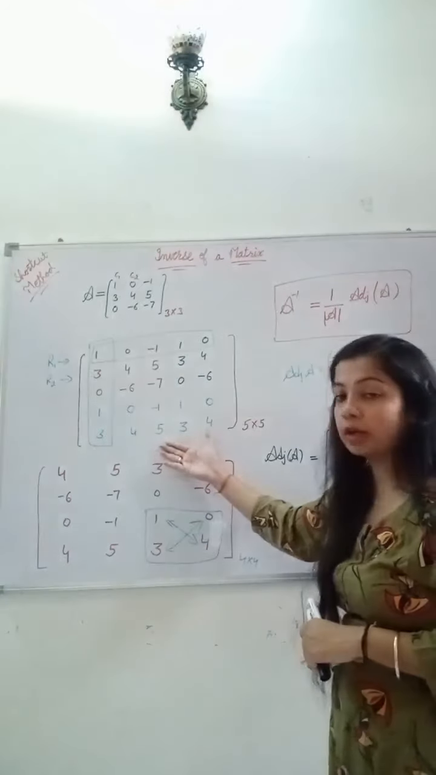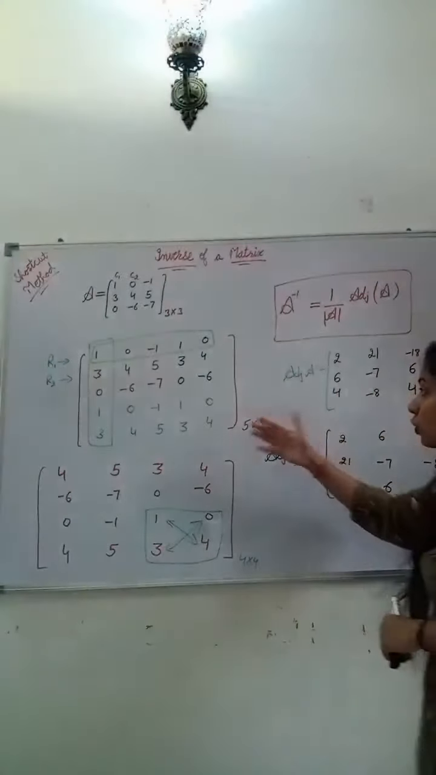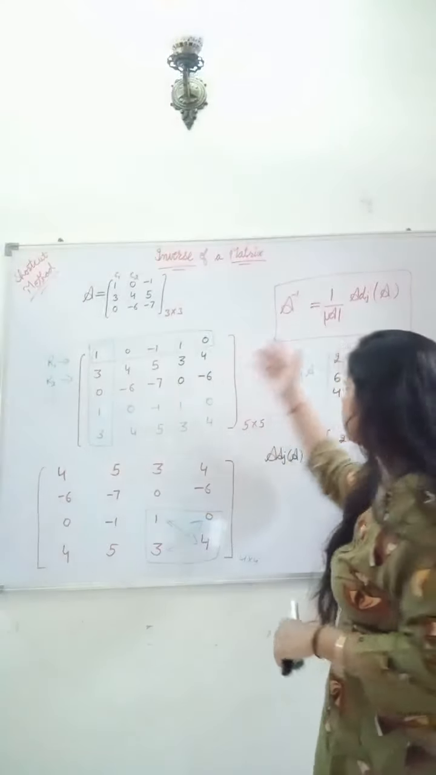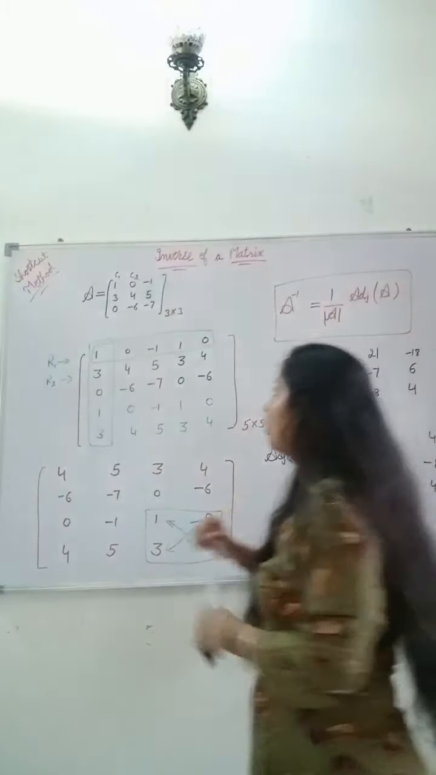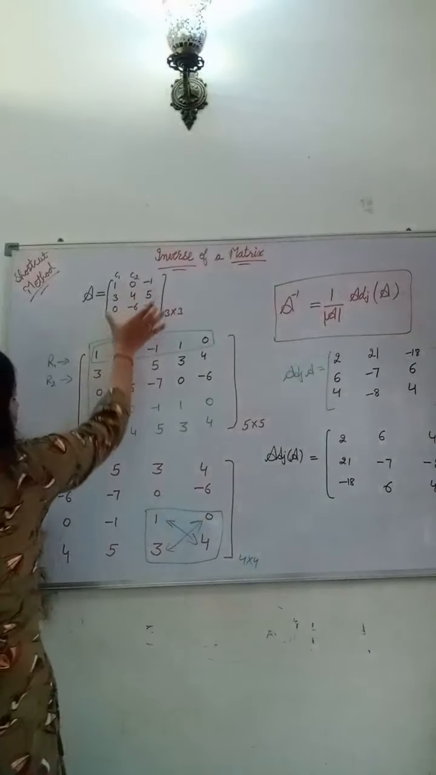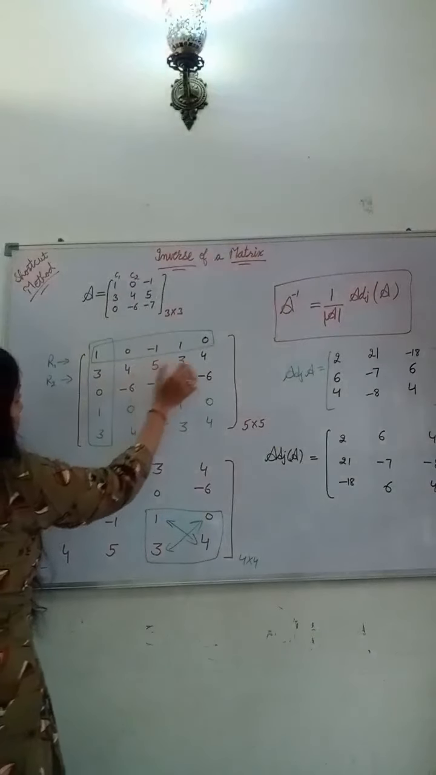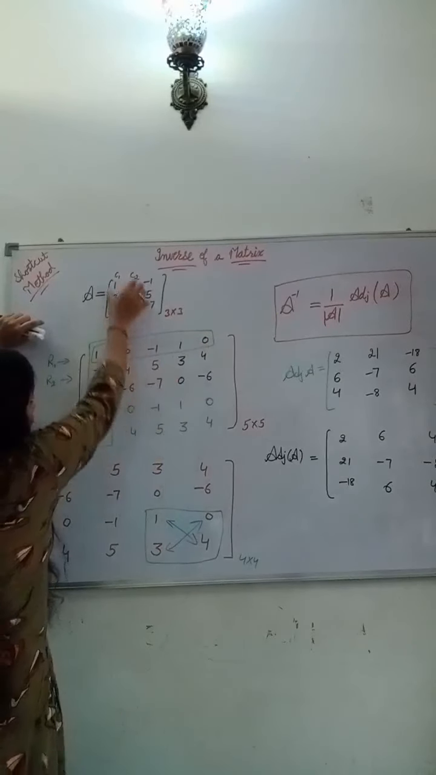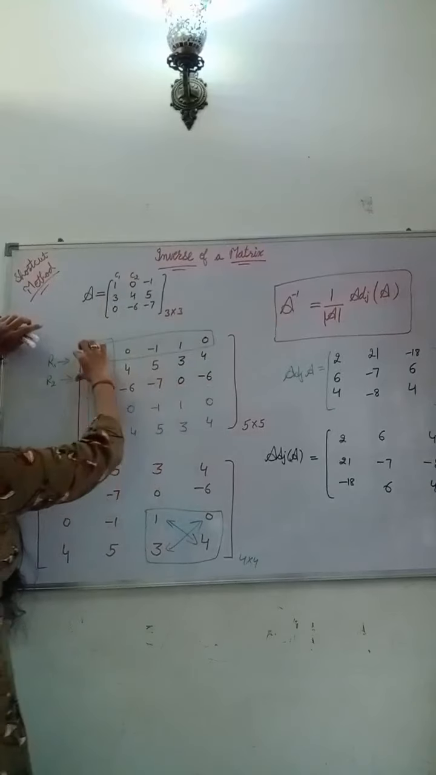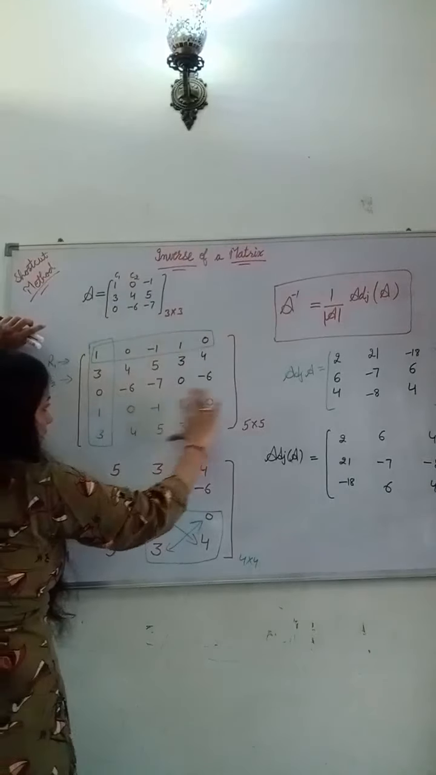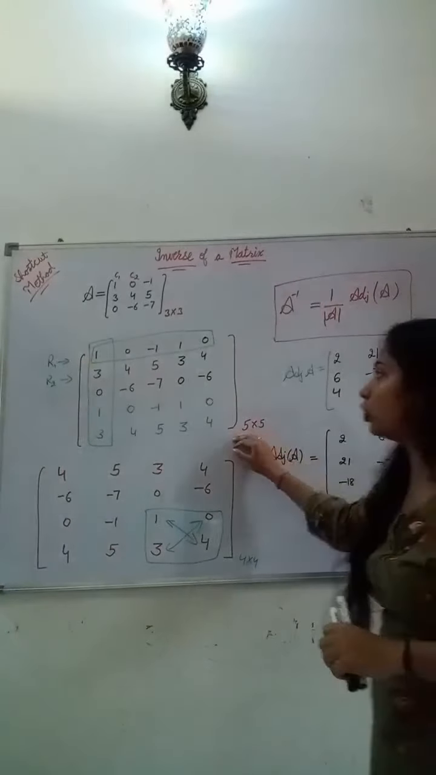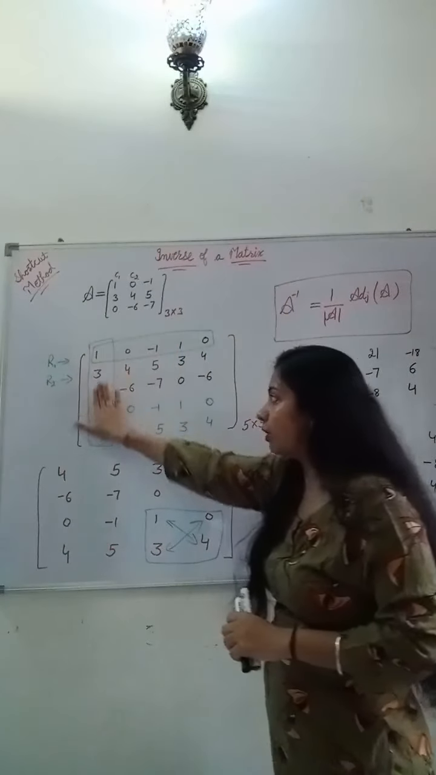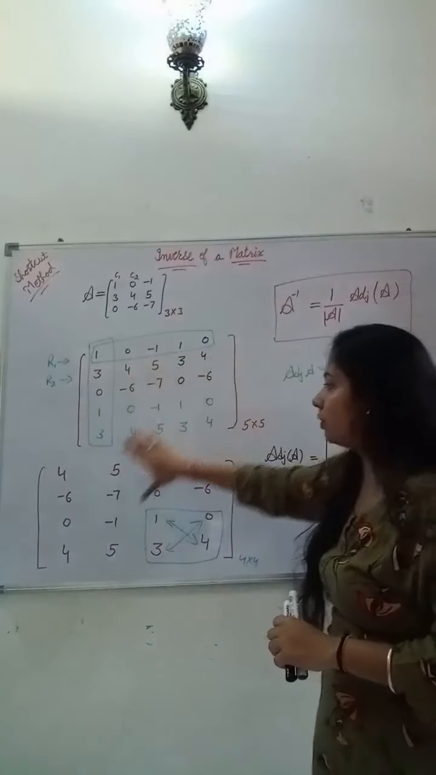First of all, I am going to find adjoint of A with the shortcut method. See how? First of all, put all 9 elements as they are here. Then you have to repeat these 2 columns here. Then you have to repeat these 2 rows here. Then we can see the matrix becomes of order 5 by 5. Now you have to delete this first row and first column. Then this matrix will become of order 4 by 4.